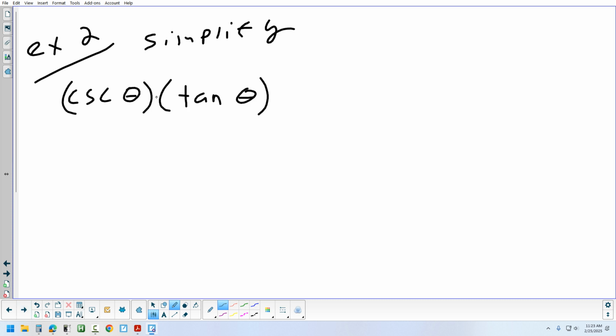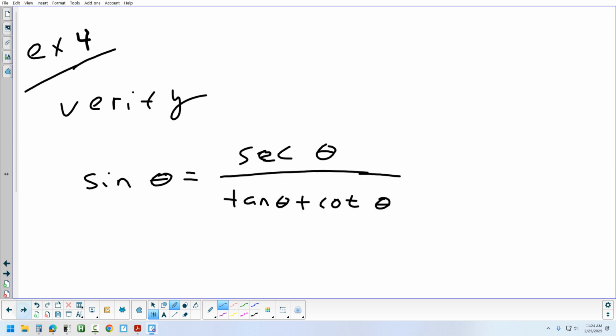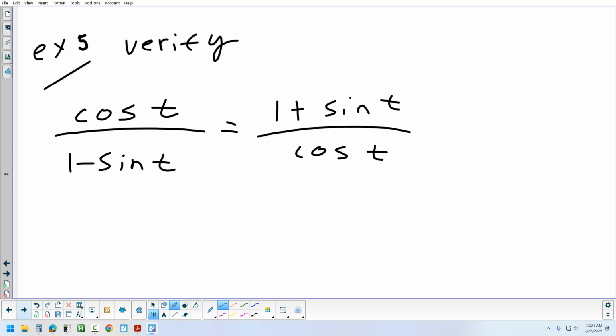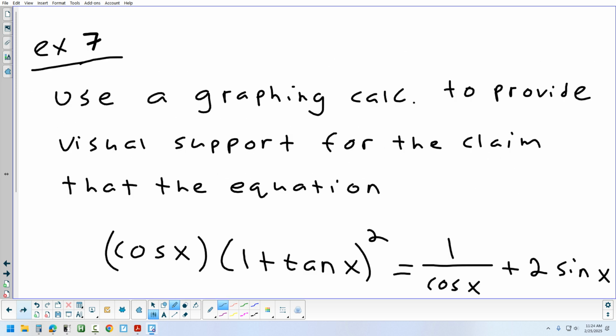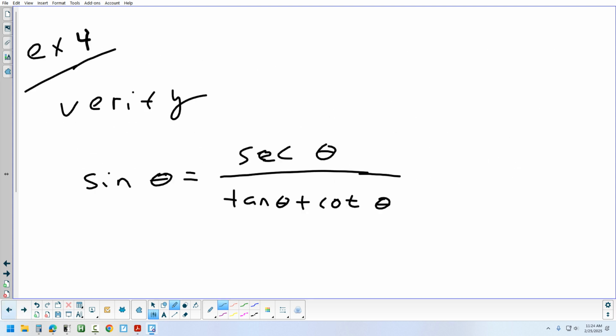Okay, let's try this one. Cosecant times tangent. How can I rewrite cosecant? 1 over sine. Okay, so we can do that as 1 over sine. And how can I rewrite tangent? Sine theta over cosine theta. I think most of my problems today use theta. No, I use t in that one, and then I use an x. Oh, okay. It doesn't matter. A lot of them use theta.